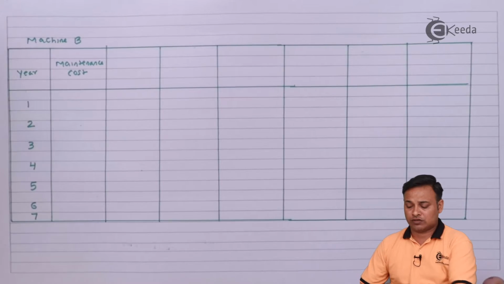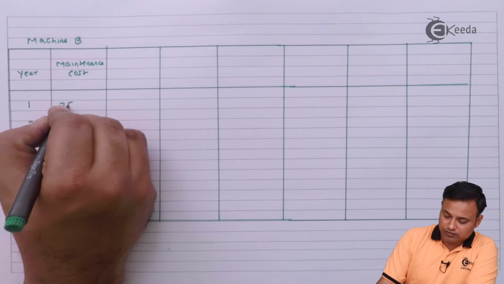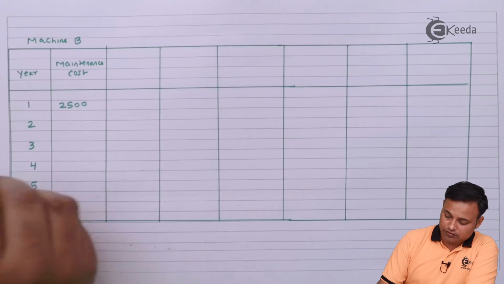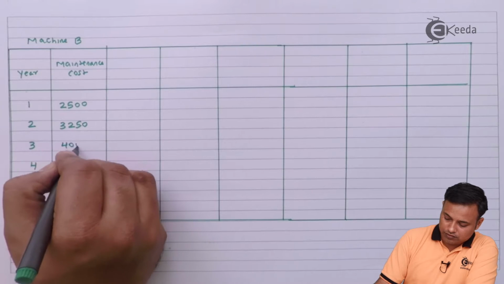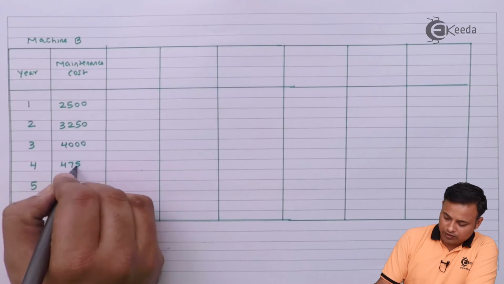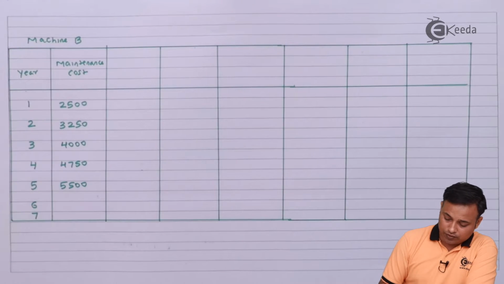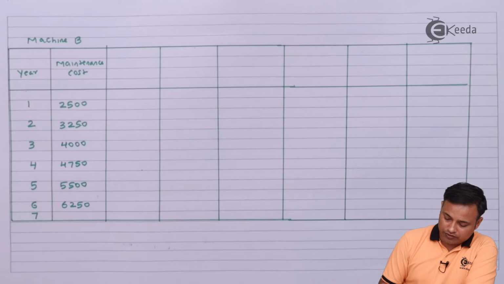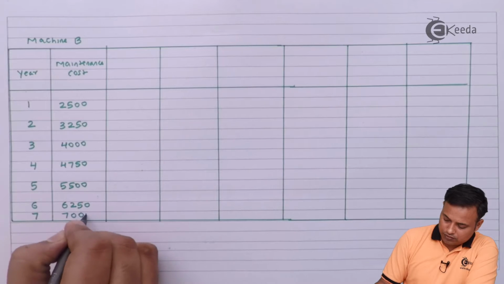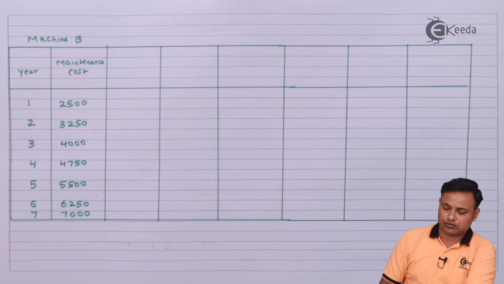सो आई विल राइट 2,500 इन द फर्स्ट ईयर प्लस 750 प्लस 750 प्लस 750 प्लस 750 प्लस 750 प्लस 750. So this will be total 7,000.